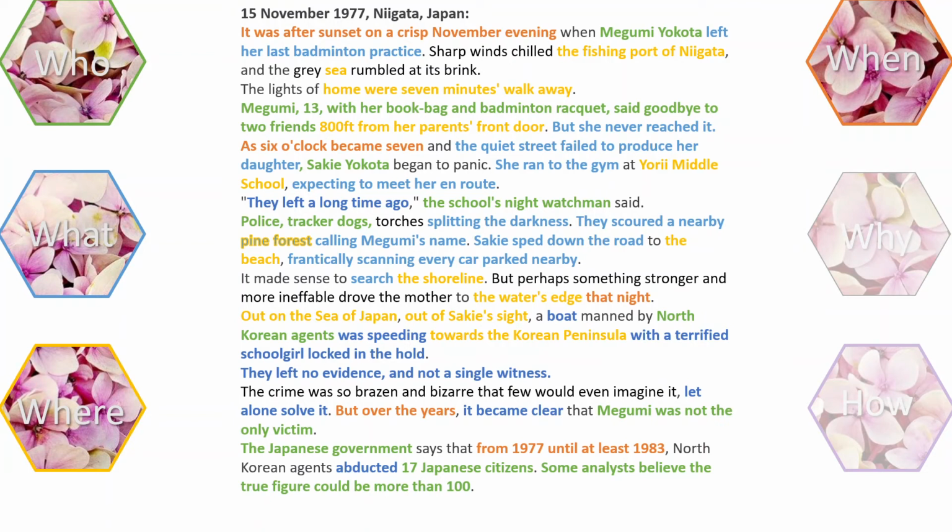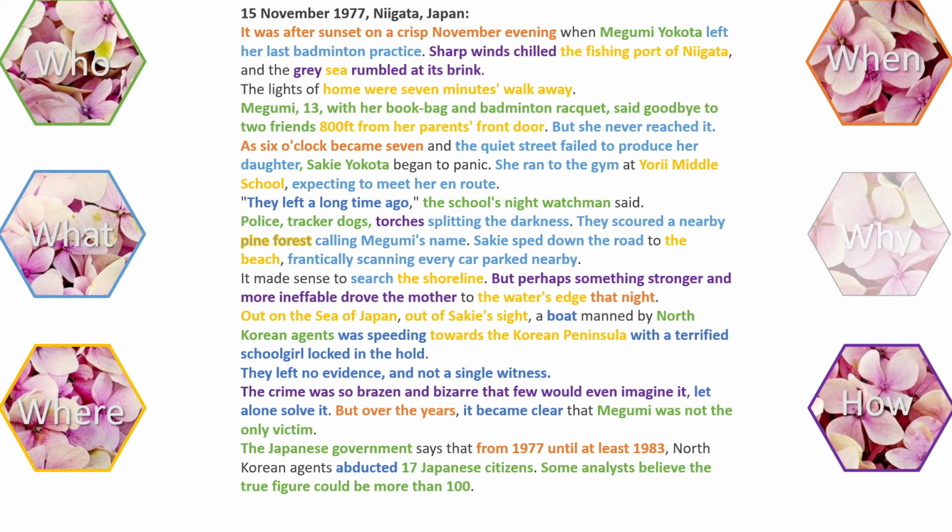So when do these events happen then? After a sunset on a crisp November evening, as 6 o'clock became 7. Again, it's just reiterating the idea that it's in the evening, that night, and ultimately the story transpires over years and years from 1977 until at least 1983. So whilst one part of the story takes place on a November evening, the wider narrative is years and years long.